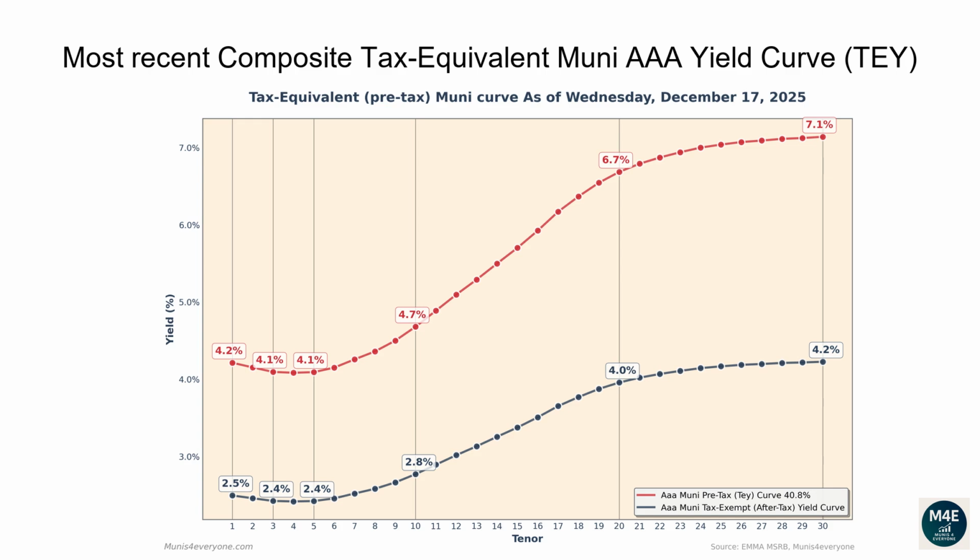The one-year tax-exempt yield is 2.49%. Corresponding to a 4.21% tax-equivalent yield for investors in the top tax bracket. The two-year tax-equivalent yield is 4.15%. The 5-year tax-equivalent yield is 4.09%. The 10-year tax-equivalent yield is 4.68%. The 20-year tax-equivalent yield is 6.69%. The 30-year tax-equivalent yield is 7.14%.